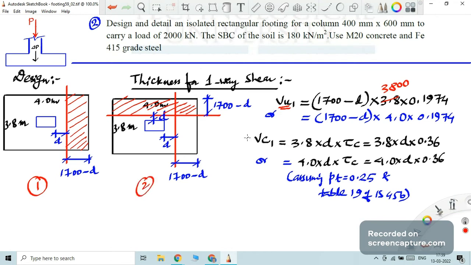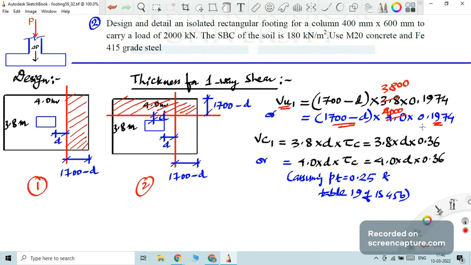Section number two, this is 4000, not 400. So that same width, 1700 minus d, the width is the same, into 4000 into 0.1974, which is the soil pressure, the net soil pressure.